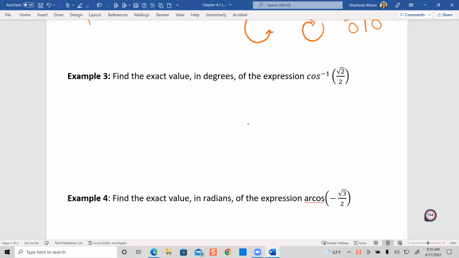Find the exact value in degrees of the expression cosine inverse of that.